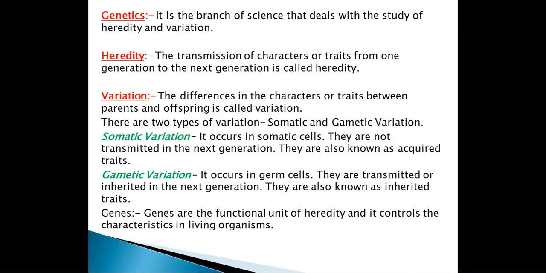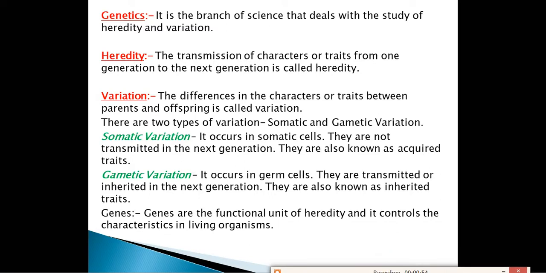First of all, we should know the definition of genetics. The first topic given in your textbook is genetics. So what is genetics? It is a branch of science that deals with the study of heredity and variation. As we have different branches of science like physics, chemistry, biology, in the same way we have one branch of science called genetics, in which we read about heredity and variation. So now let's discuss what is heredity and what is variation.